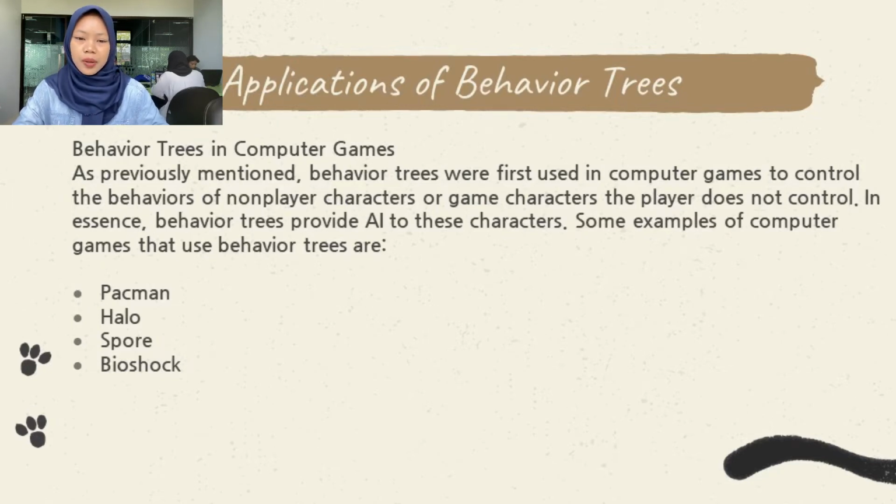As previously mentioned, behavior trees were first used in computer games to control the behavior of non-player characters, or game characters the player does not control. In essence, behavior trees provide AI to these characters. Some examples of computer games that use behavior trees are Pac-Man, Halo, Spore, and Bioshock.